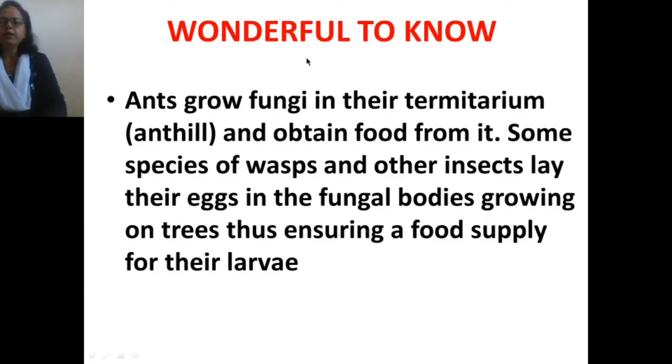So see, wonderful to know. Ants grow fungi in their termitarium, that is ant hill, and obtain food from it. Some species of wasps and other insects lay their eggs in the fungal bodies growing on trees, and thus ensure a food supply for their larvae.